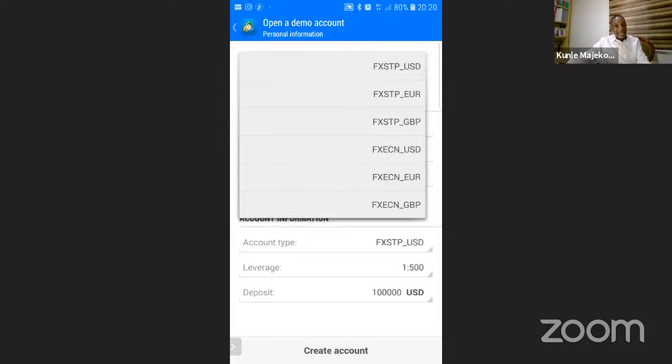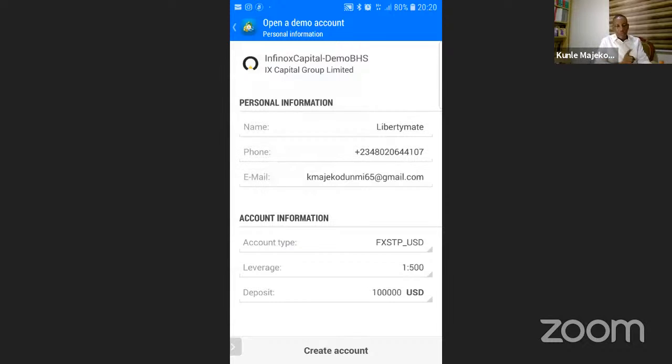FX means their standard account. ECN means another type of account. And they are both in euro, dollar, and GBP. Because I trade in dollar, I click the one for dollar. Then you choose your leverage.